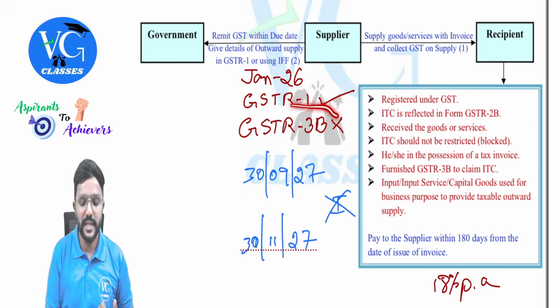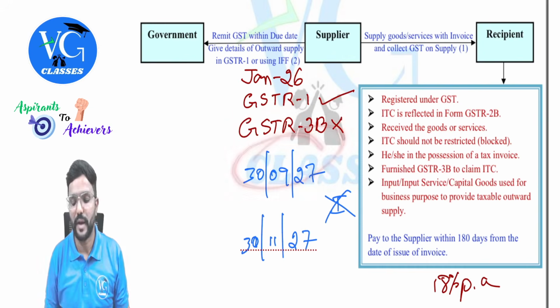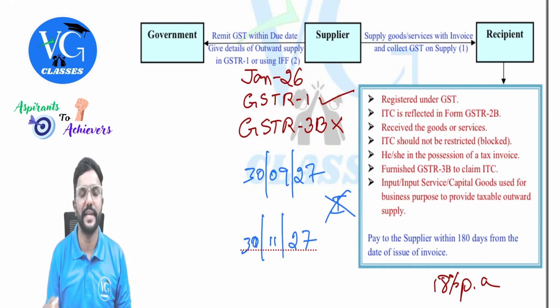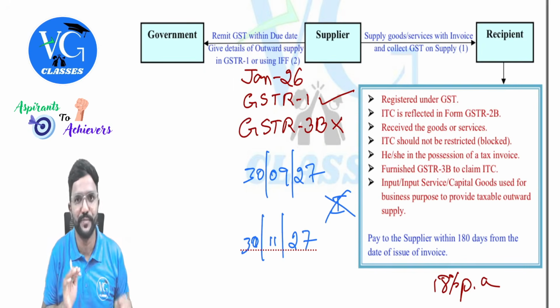Assume the GSTR 3B for January was not filed by the supplier till 30th September. So the recipient reversed the credit before 30th November. But later, whatever is the pending return by the supplier for January, GSTR 3B, assume he filed it somewhere in March 2027, he filed it.